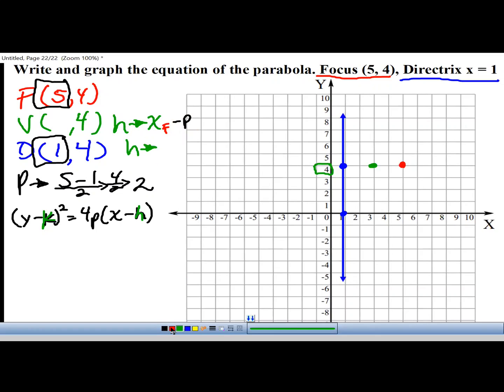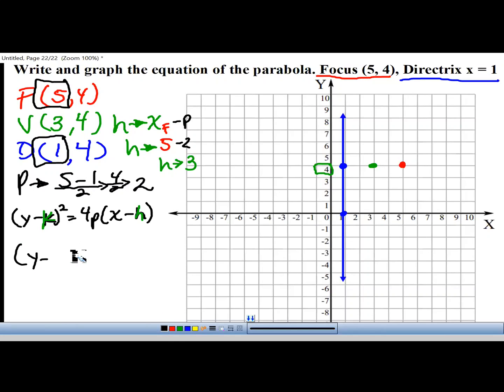So we take H. The X value of the focus is 5. We subtract P, which is 2. So my H of the vertex is 3. And let's check that coordinate, 3, 4. Is my vertex at 3, 4? Yes, there it is.